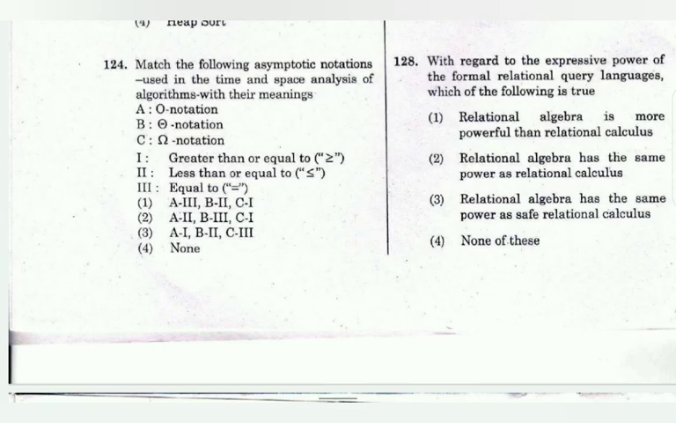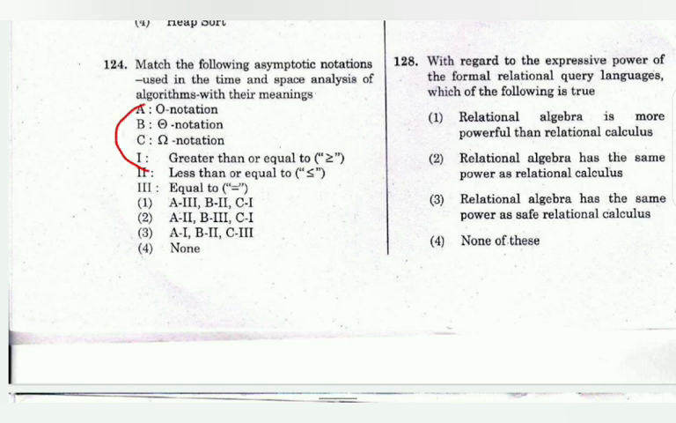Here, asymptotic notations are a set of mathematical tools used in computer science to describe the efficiency of algorithms. They provide a way to express the growth rate of an algorithm's runtime or space requirement as the input size grows. So we have 3 types of notations, that is big O notation, omega notation, and big theta notation. The big O notation describes the upper bound of an algorithm's running time, that is, it represents the worst case scenario. So here big O notation is represented with less than or equal to. So that is option 2.